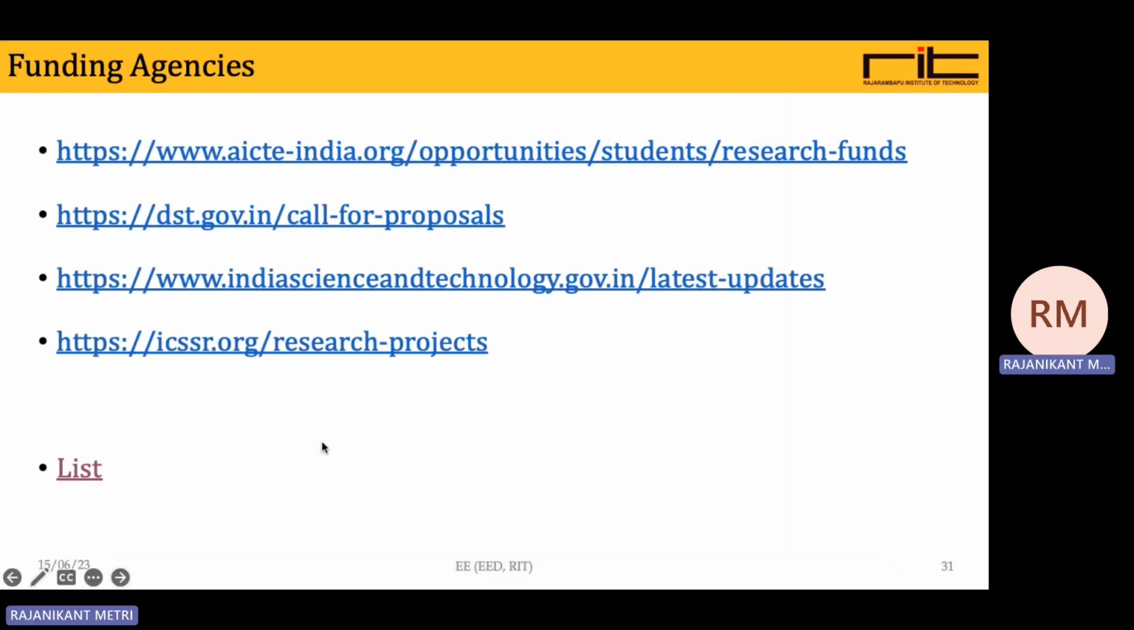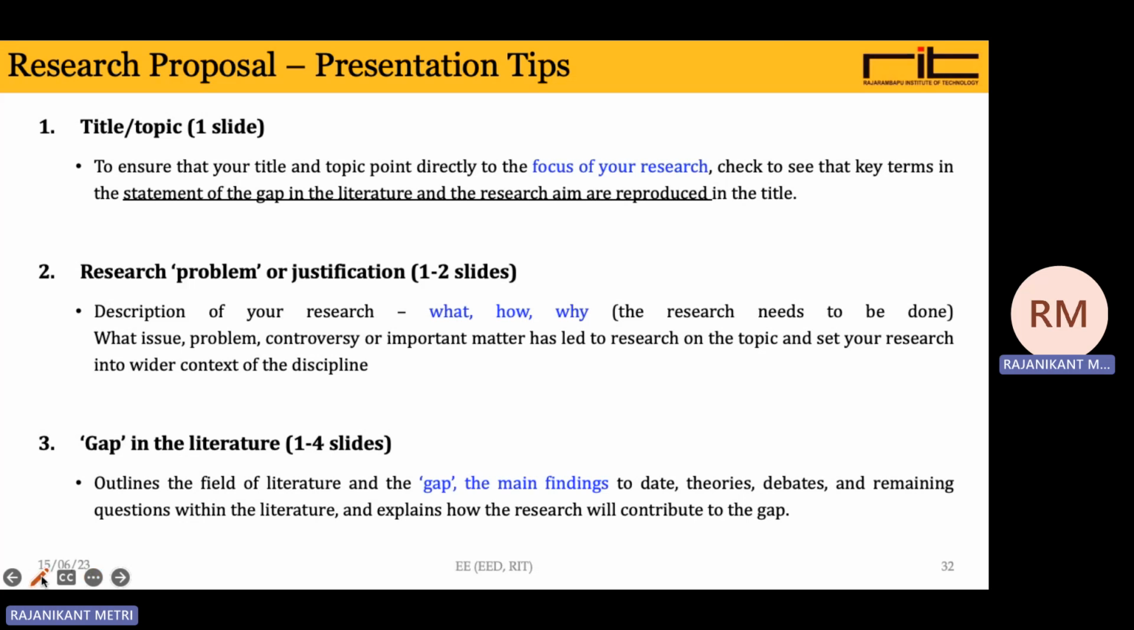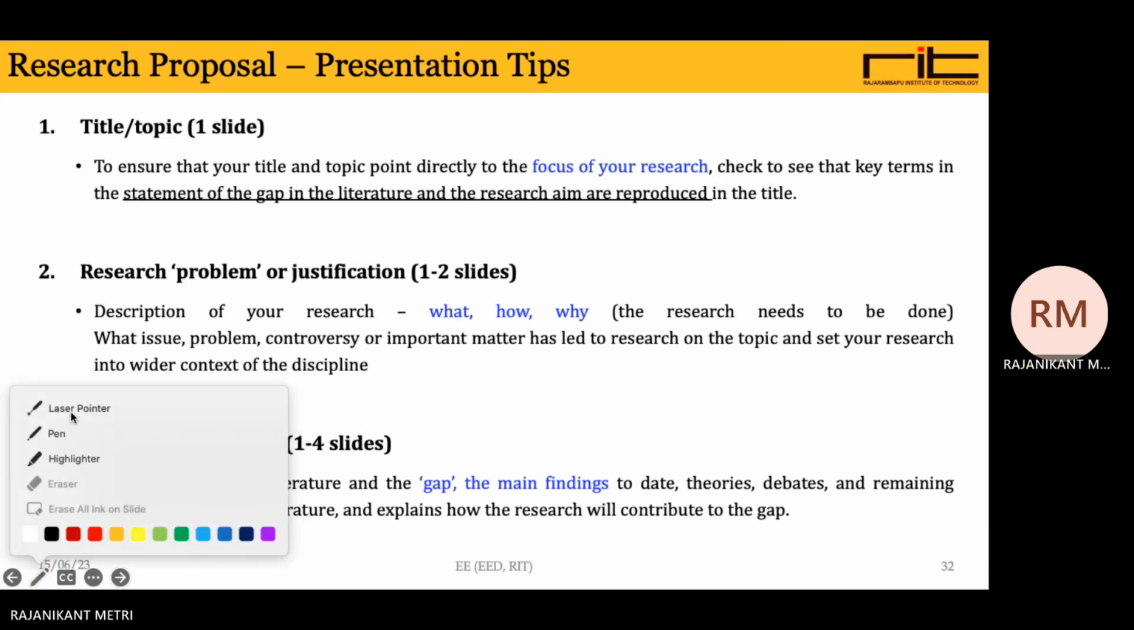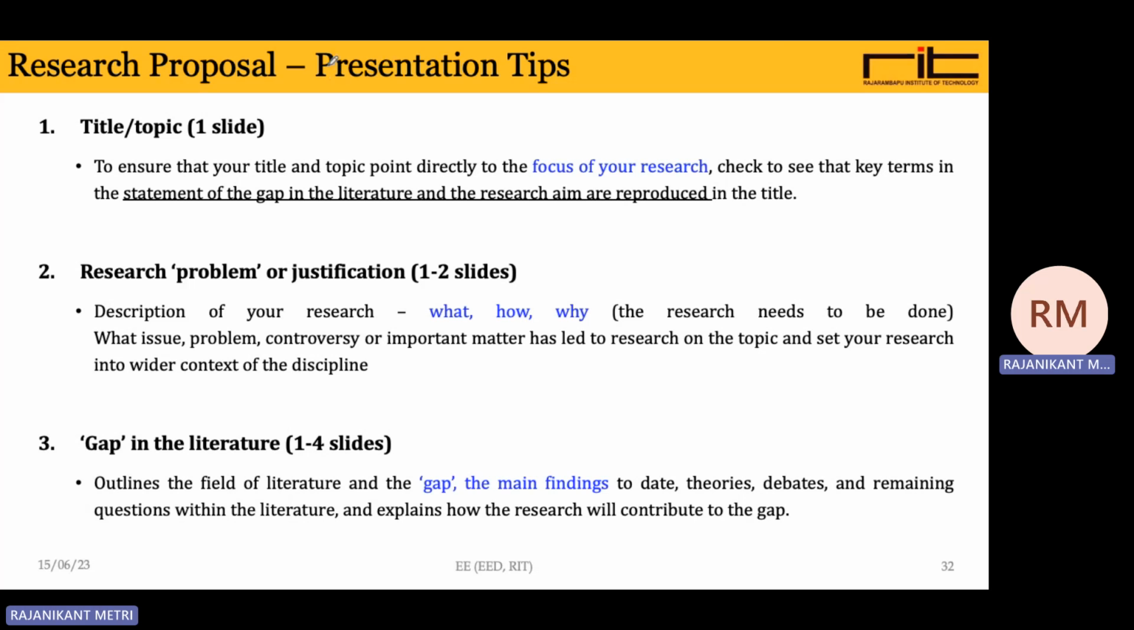And after this, we will see what the presentation tips are. Suppose a researcher has written and submitted the research proposal, and then after shortlisting, the researcher has to give a presentation in front of an evaluation committee. And what are some basic things which the presenter has to keep in mind? So those things we will discuss here.